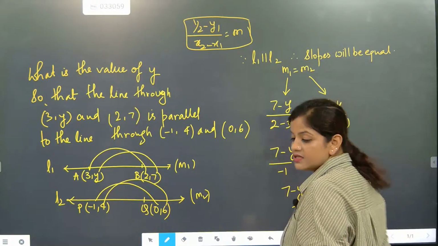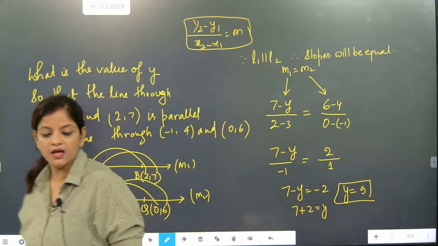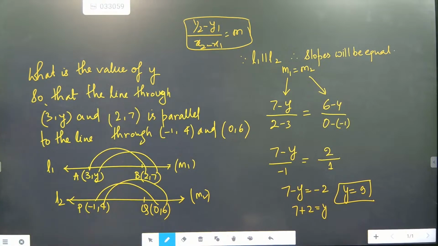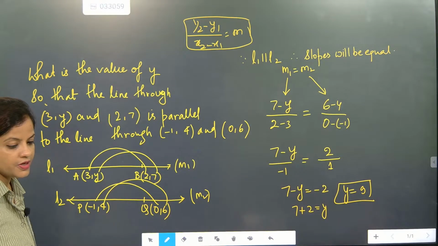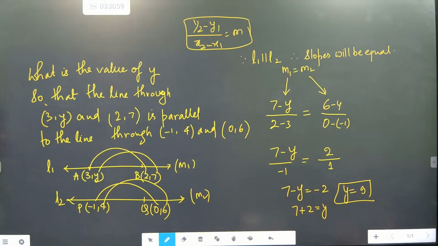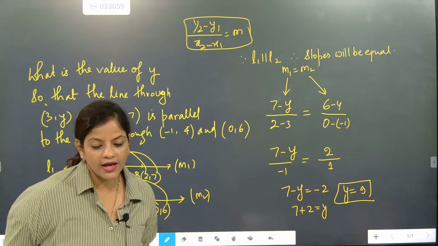100% answer is coming as y is equal to 9. Well done, Kamlesh. Super short. So definitely the answer is absolutely correct, Kamlesh. Super. Bless you, beta. So this is the correct answer. The correct answer is coming as y is equal to 9.